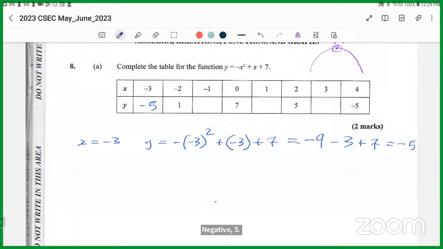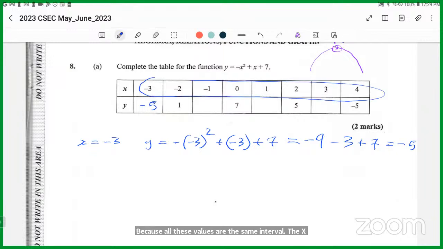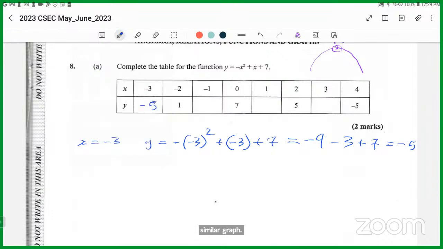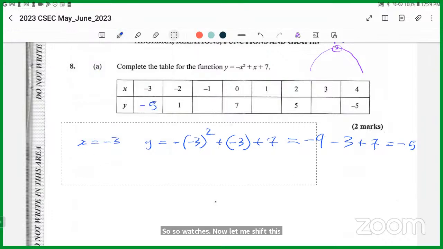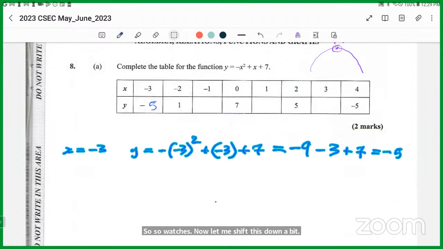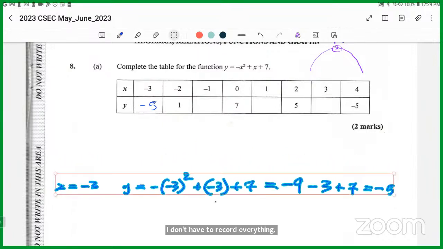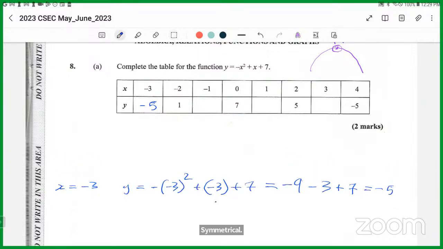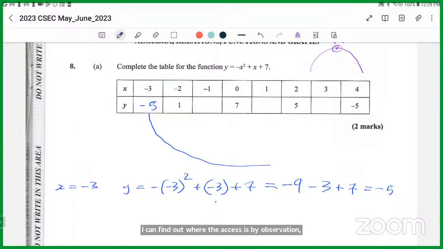So I'm good now. I can start putting some values in. I can actually fill out the rest of it now, because all these x values are in the same interval; they're all going up by 1. So we can look for the symmetry of the graph. I don't have to work out everything, because I know that the values are symmetrical. I can find out where the axis is by observation. So this -5 corresponds to this -5.